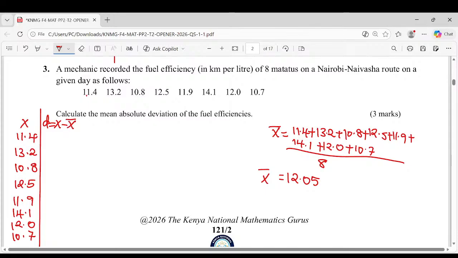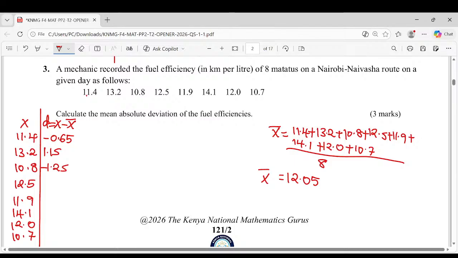Our deviation here will be, our x is 11.4. So when I have 11.4 minus 12.05, that becomes negative 0.65. Then 13.2 minus 12.05 becomes 1.15. 10.8 minus 12.05 becomes negative 1.25.